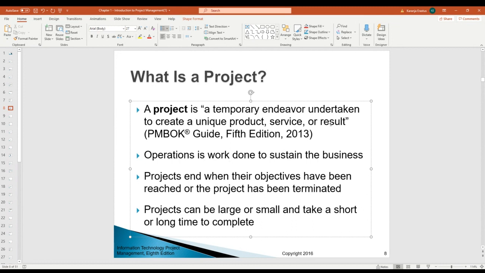Every project is unique, and it can be either a product, a service, or a result. The main difference between a project and operations, such as human resources and payroll, those are what you call operations. Those are the things that you do to maintain a business. That's a distinction you need to be aware of, especially for the CAPM and PMP exams. They ask you the difference between a project and an operation. A project will end when the objectives have been reached. That's one way in which we can end a project, or they can be terminated.